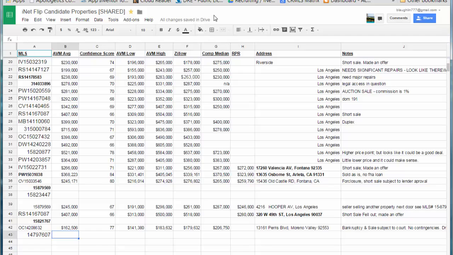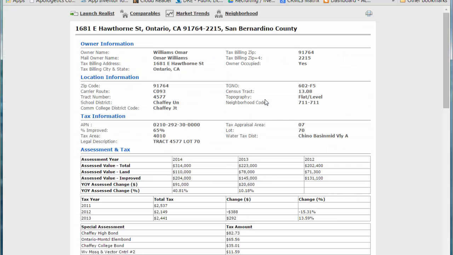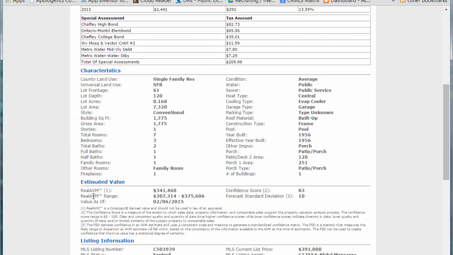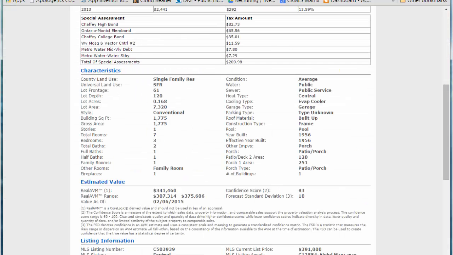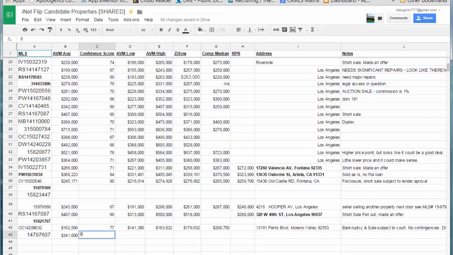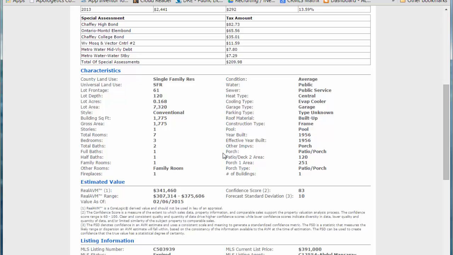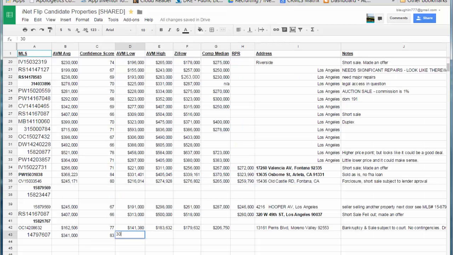I'm going to look for these data points. So I come back here, I'm looking for the average. Where do I find the average? Right here, where it says real AVM, that's the average, 341. I just need to round up. I find it easier to type it. And I'm going to go for the confidence score. And the confidence score is 83. And we talked about what that confidence score is and what it means. Then I want to look for the low and the high. Again, this is just to give me perspective. 307, 330, 375. So 307 and 375 would be the low and the high.